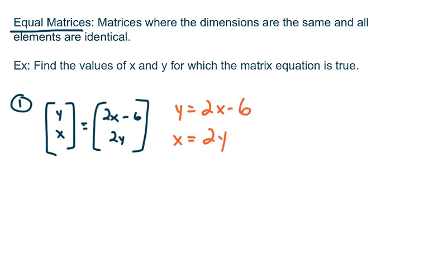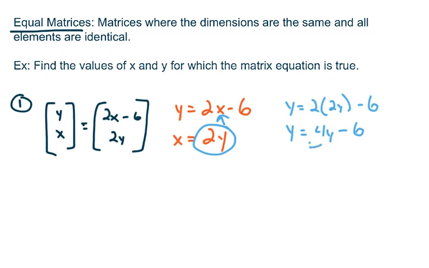What this becomes is simply a two-variable system of equations, which we talked about in section 1. I'm going to use substitution to solve this. Since x is equal to 2y, I'm going to put that 2y in that equation. So we can say that y is equal to 2 times, there's x, so that's now 2y. Still have minus 6, and we're going to solve for y. Okay, so we'll say y is equal to 4y minus 6. I've got y's on both sides.